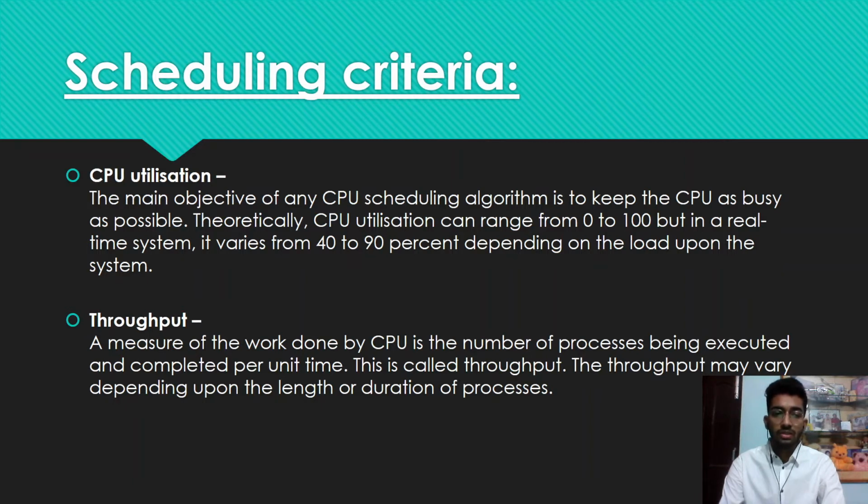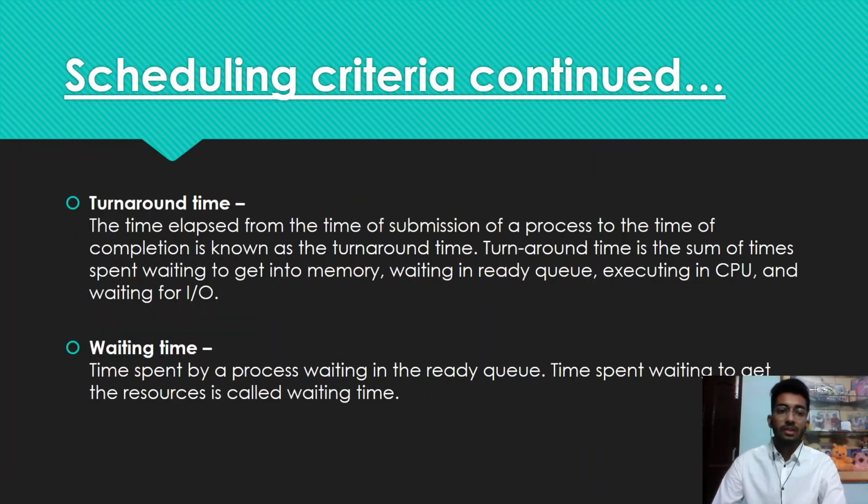The next topic is throughput. Throughput is the work done per unit time. So the more tasks, the more throughput. As it depends on the number of tasks, throughput is also not a good criterion for scheduling algorithms. The next topic is turnaround time. Turnaround time is the time difference between the completion time of a process and the arrival time of a process. The next topic is waiting time. Waiting time is the time spent by the process in the waiting queue.